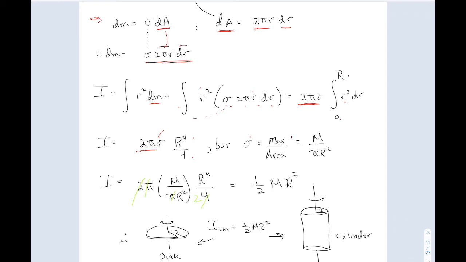But sigma is mass per area, so it's the mass of the disk divided by the area of the disk. For sigma, I put in mass per area. So my pi's go away, the 2 cancels out part of the 4, that exponent cancels part of that one, and I'm left with 1/2 m r squared.